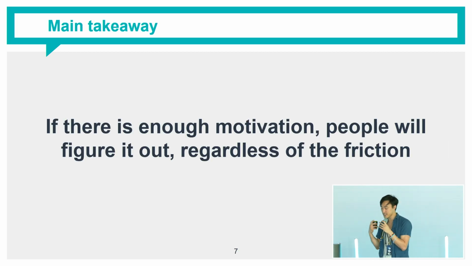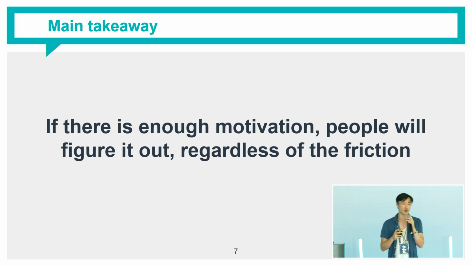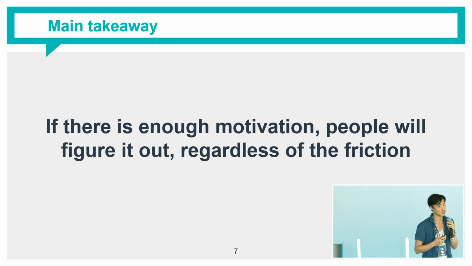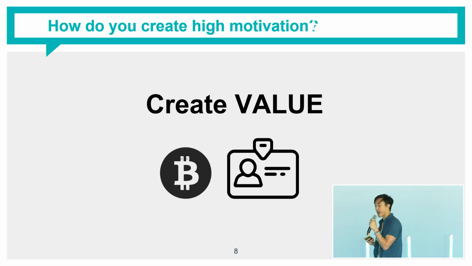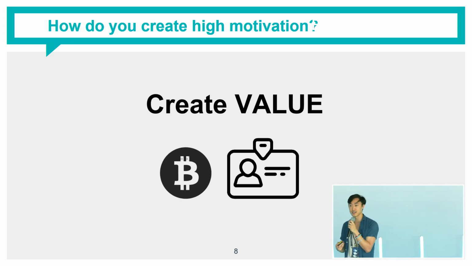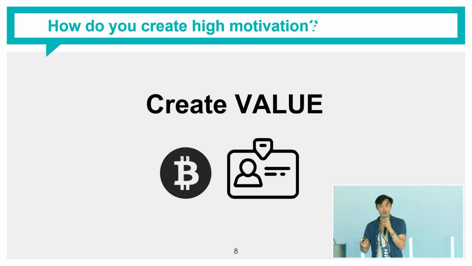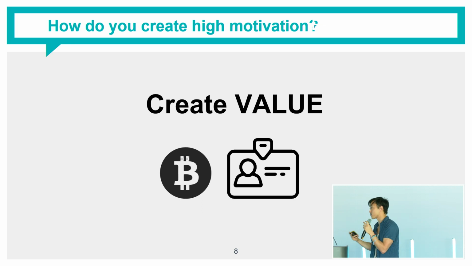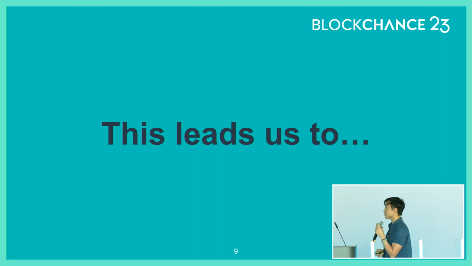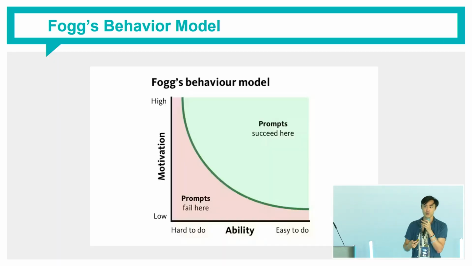And the main takeaway behind this, though, is that if there is enough motivation, people will figure crypto out, regardless of the friction. So you really want to think about how you can create that motivation. And the key behind creating motivation at the end of the day is just to create value. For me, if I didn't have the fake ID, I wouldn't be able to go out with my friends, et cetera, et cetera. So I really had to figure out what I needed to do to get my hands on some Bitcoin.